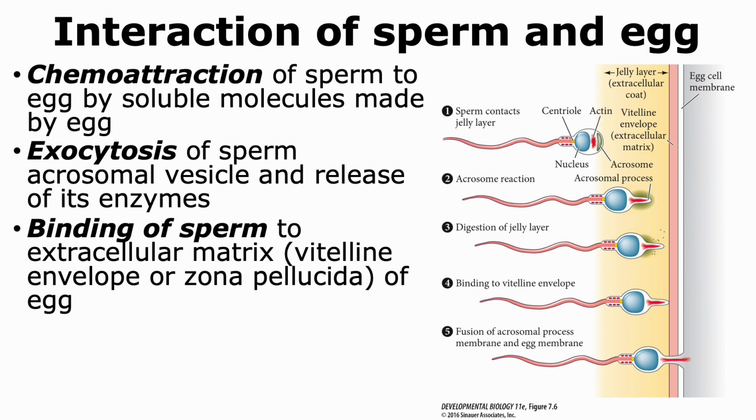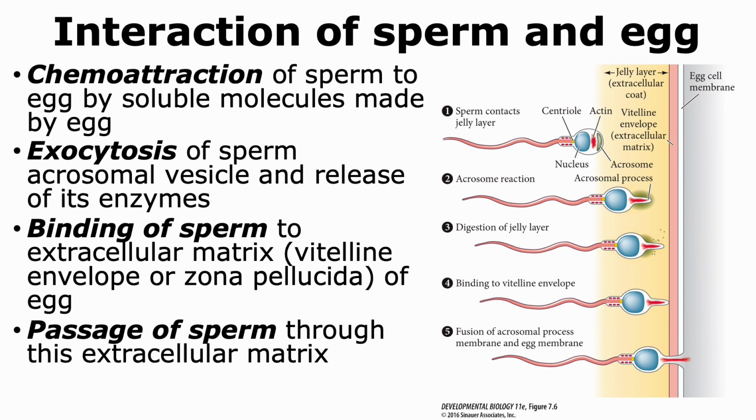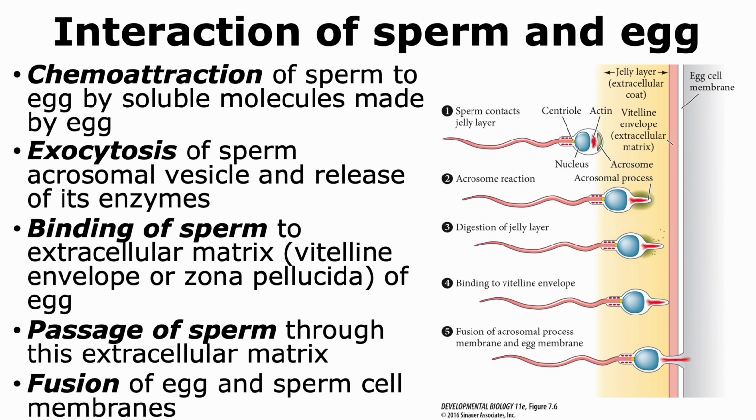These enzymes are able to cleave the different extracellular matrix proteins or other molecules that may be covering the egg so that the sperm can now bind to the vitelline envelope or the zona pellucida of the egg. Once this binding occurs, the sperm has to go through this extracellular matrix to contact the egg cell membrane. Once the sperm contacts the egg cell membrane, then the fusion of the egg and the sperm cell membranes can occur.